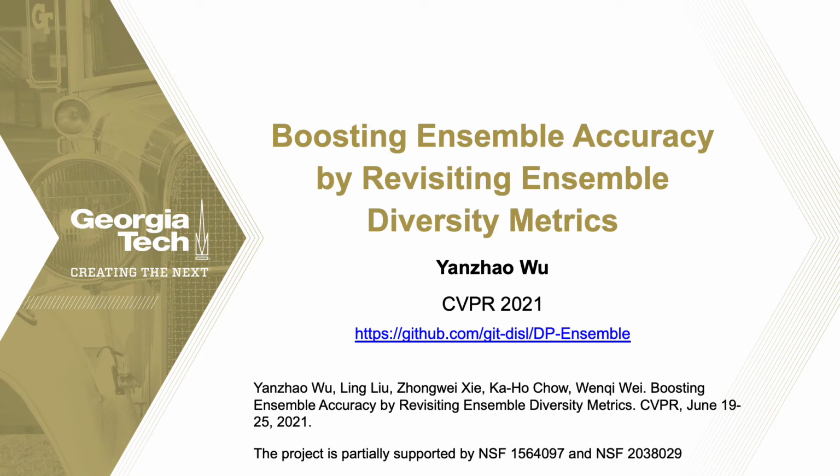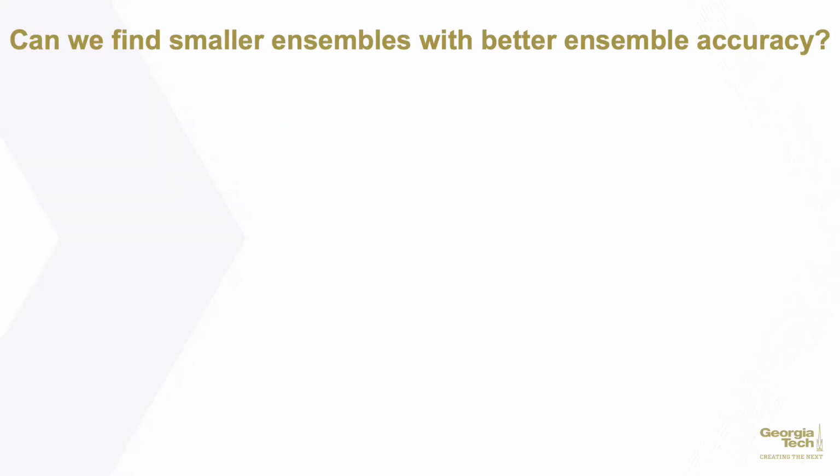I'm going to present our work, Boosting Ensemble Accuracy by Revisiting Ensemble Diversity Metrics. Here's a GitHub link. We typically use all available base models to build an ensemble team. The question is, can we find a smaller ensemble with better ensemble accuracy?